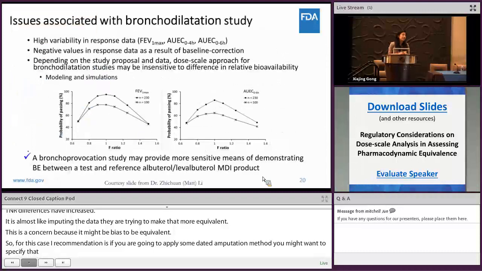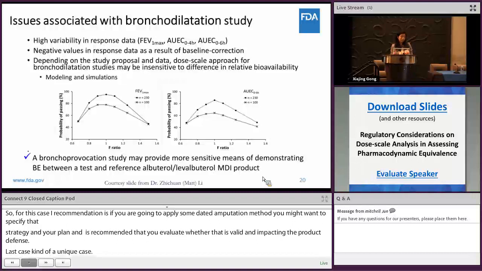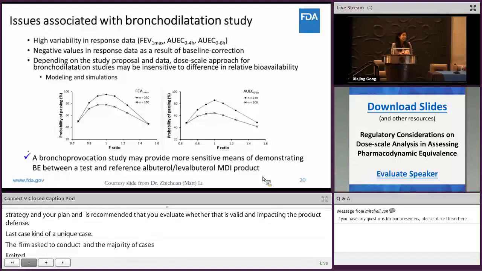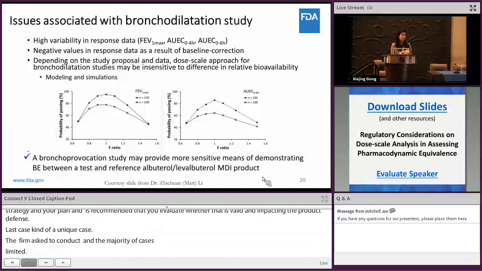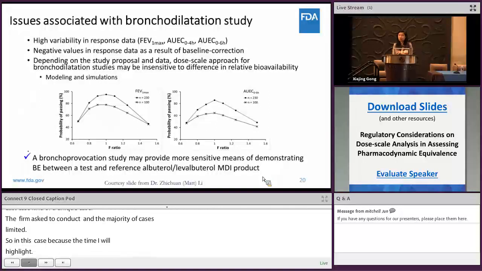Okay, last case. This is a unique case because in this pre-ANDA meeting request, the firm asked to conduct a bronchodilation study. In the majority of cases, a bronchoprovocation study is conducted. Because of the time, I'll just highlight our finding from this case example: for a bronchodilation study, depending on the study protocol and data, the dose scale analysis for this type of study may be insensitive to detect differences in relative bioavailability.